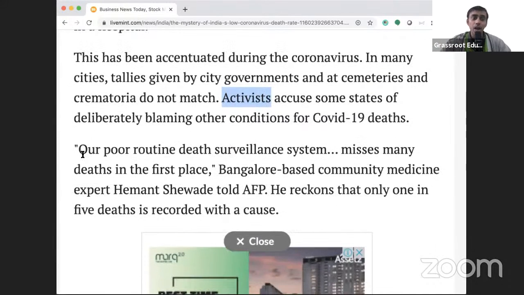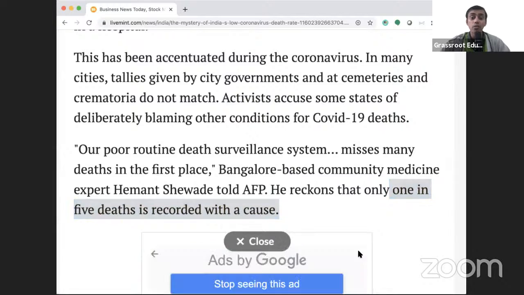Now our poor routine death surveillance system misses many deaths in the first place, so anyway, it's not getting counted. Bangalore-based community medicine expert Hemant Shivare tells this. He reckons, so his opinion is that only 1 in 5 deaths is recorded with a cause. So already it is not very accurate, and due to that, the underreporting is coming into the picture.